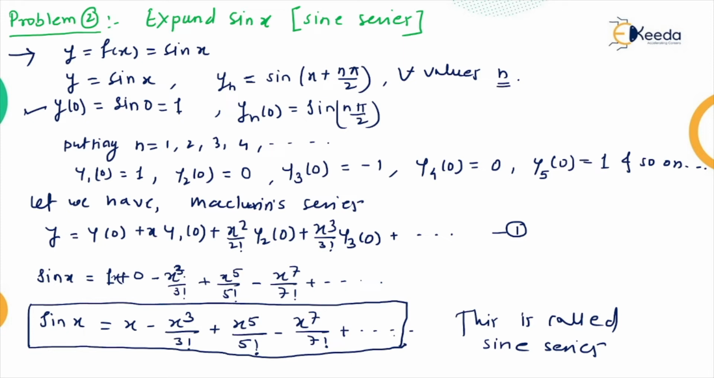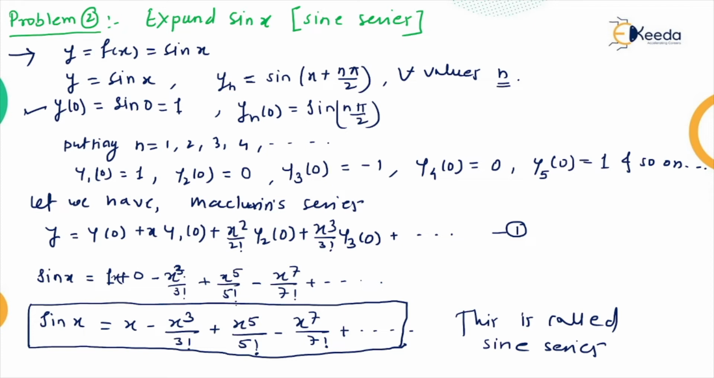Clear up to this, guys? This is very easy to understand. What is the expansion of sine x? It is x minus x cube upon 3 factorial plus x raised to 5 upon 5 factorial minus x raised to 7 upon 7 factorial. The power is equal to the factorial, and there are only odd powers of x in the sine series, and you know that sine is an odd function, that's why odd powers are there. So this is all about problem number 2.